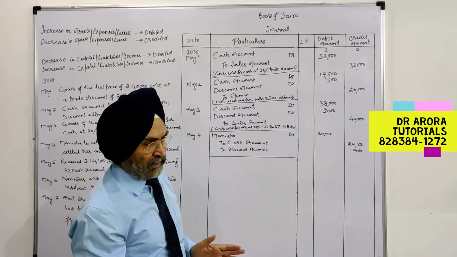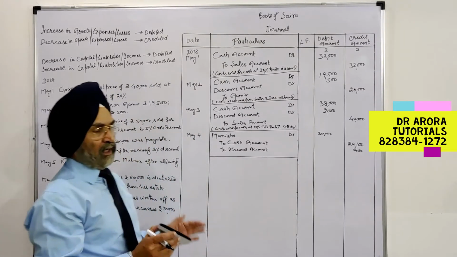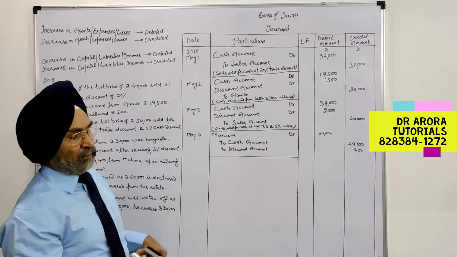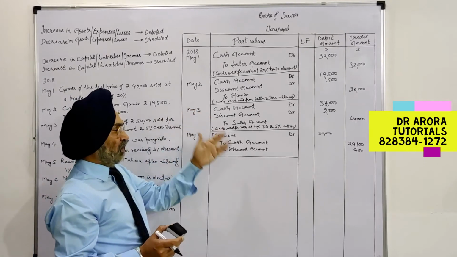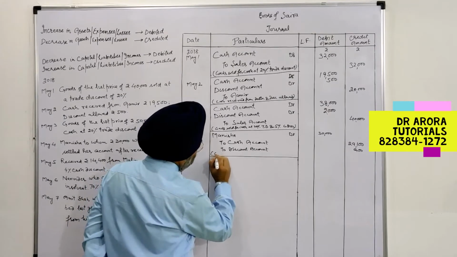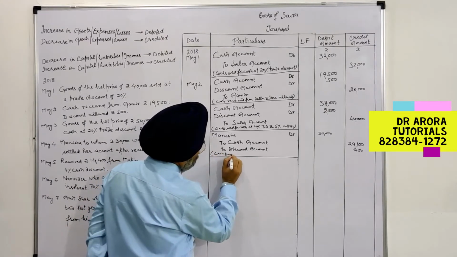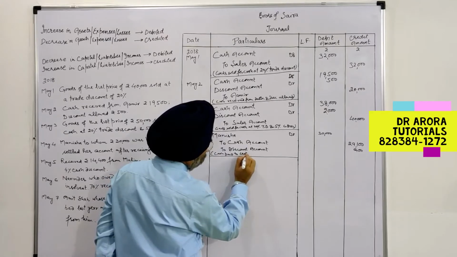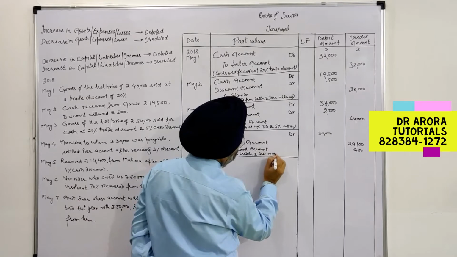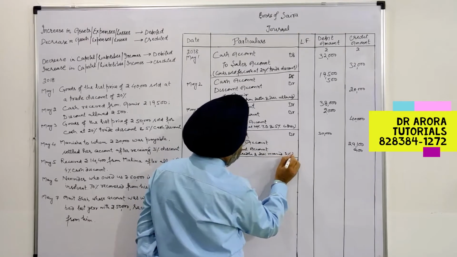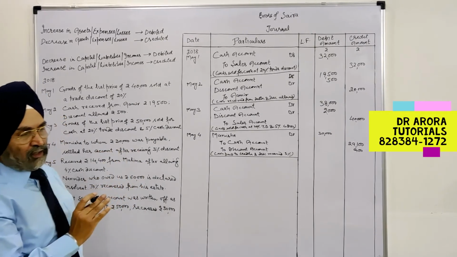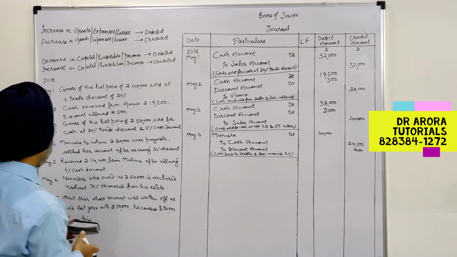So I am again repeating, trade discount is not shown anywhere, but cash discount is debited or credited, depending upon whether we allowed the discount or we received the discount. So cash paid to creditor and discount received 3%. So discount received here is implied. It is a cash discount because we are making the payment of cash.